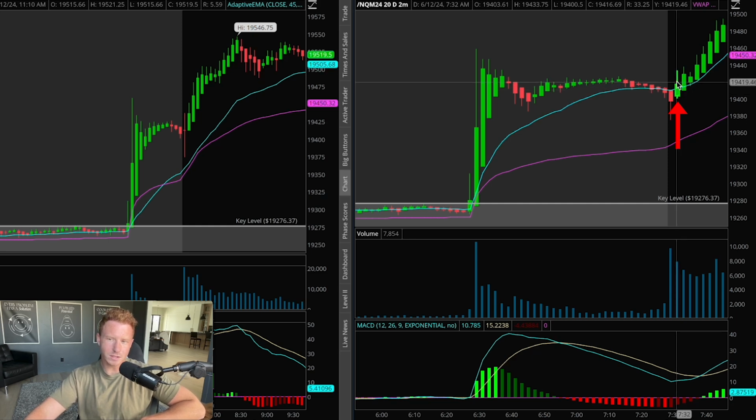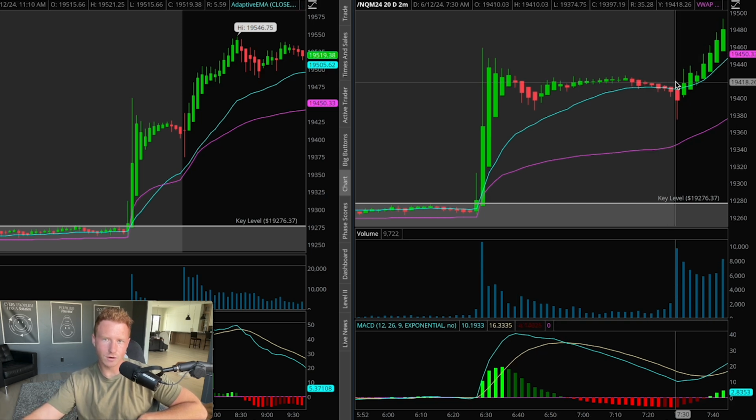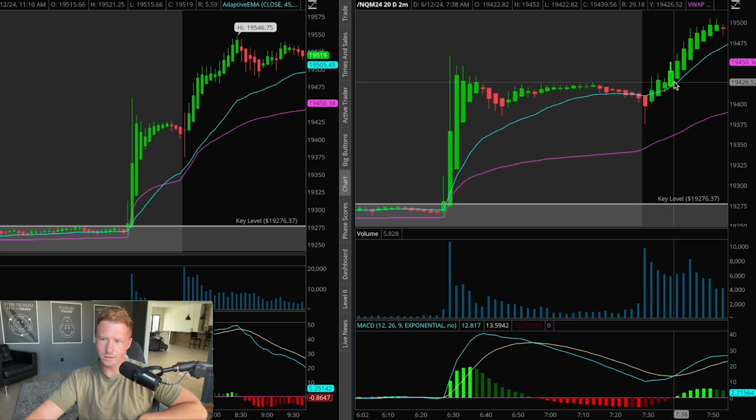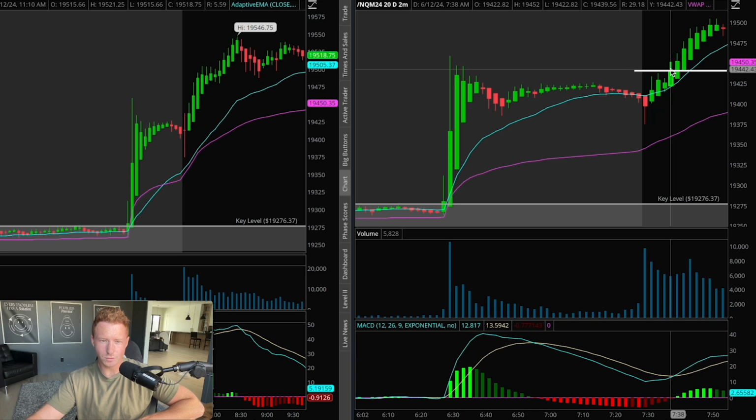If you want to be a little bit riskier, you could have entered on this candle. I personally like to wait for the MACD to cross. Just kind of depends on your trade style. Now, as you can see, it eventually crossed right here. So once this candle closed at 7:38, this is where I actually entered my position long. I was able to get it filled at around 19:42, 43-ish.